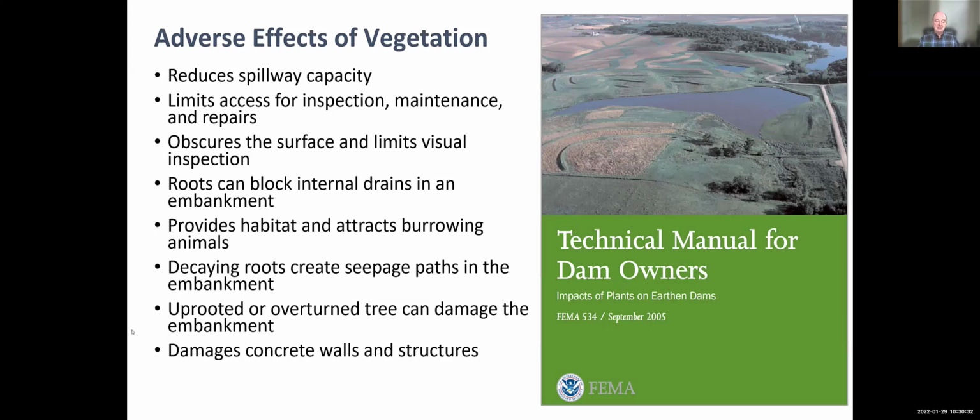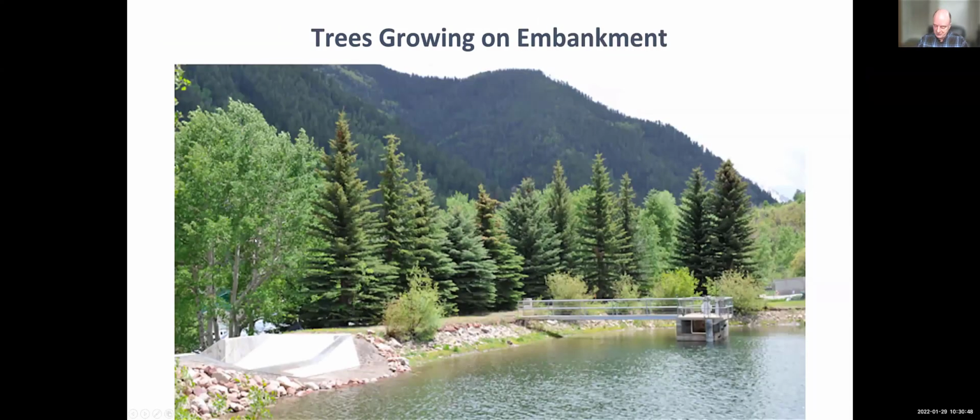If you get big trees with big root balls and you know, climate change, we're getting more and more intense winds. These things can blow over and cause some damage to your dam. We already spoke about concrete walls and structures. So vegetation can do all these things to your dam. So now let's go through some examples of photographs.